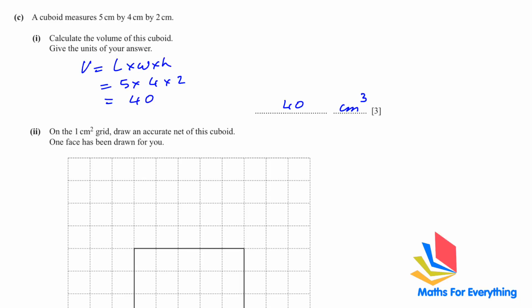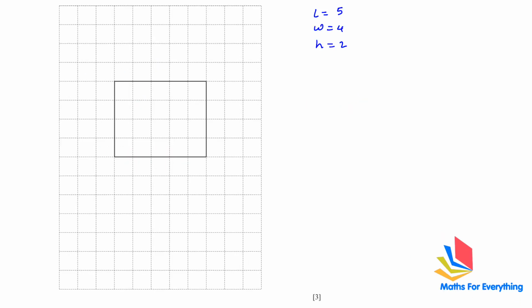Part 2. On the 1 square centimeter grid, draw an accurate net of this cuboid. One face has been drawn for you. So this is the face given to us. Length is 5, width is 4, and height is 2.